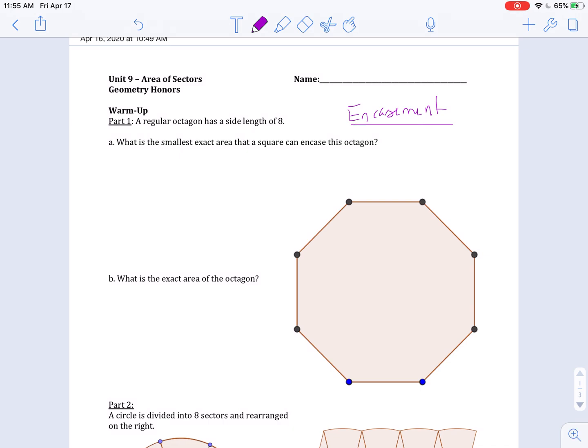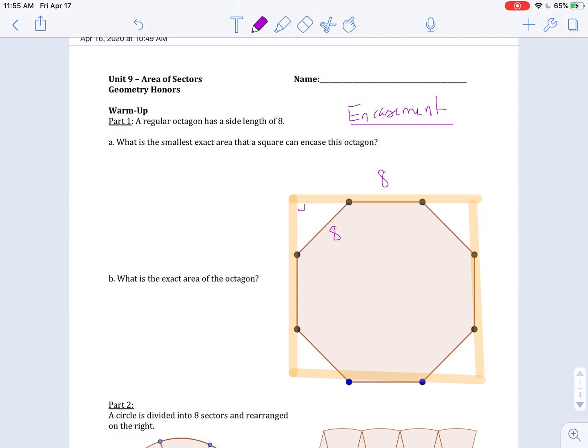So part A asks the question: the first step of encasement is putting the shape into a shape that we know how to find the area of, with shapes that we can take away knowing the area of. So what we're going to do is encase this in a square, like so. And we know that each of the sides is 8, which makes these 45, 45, 90 triangles.